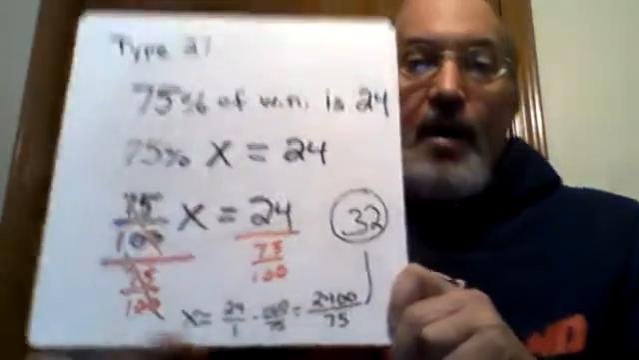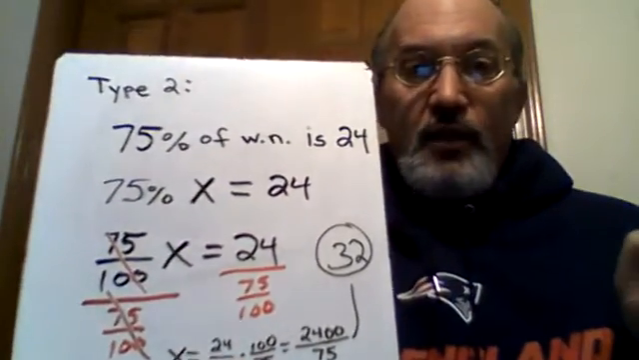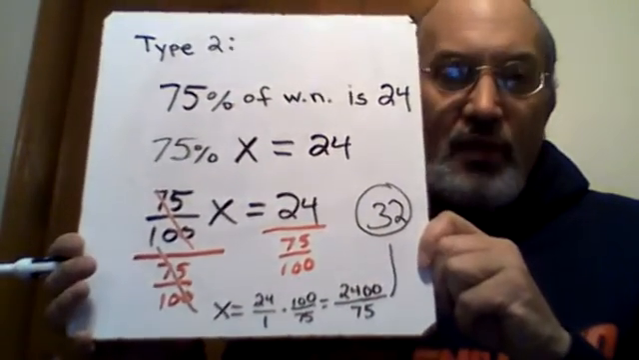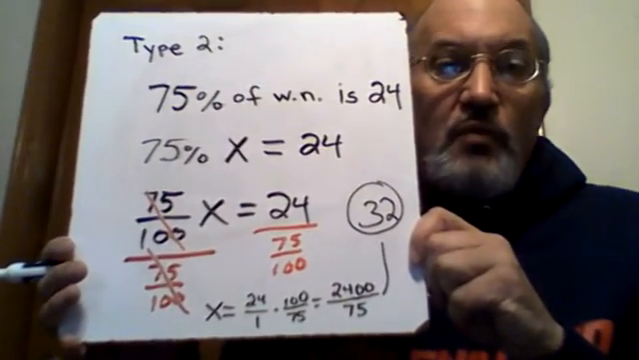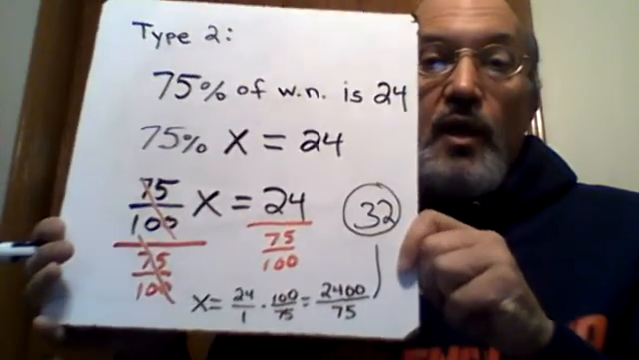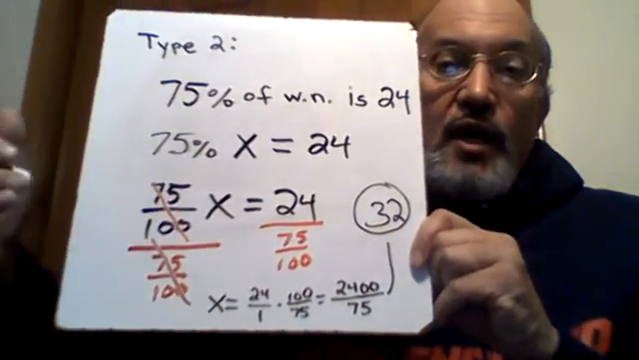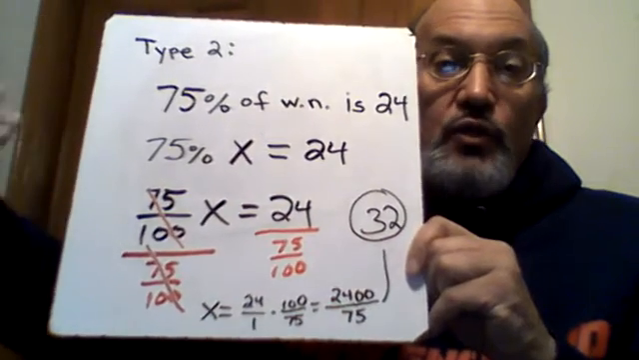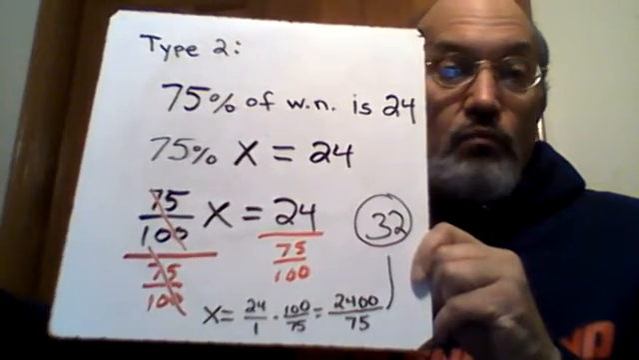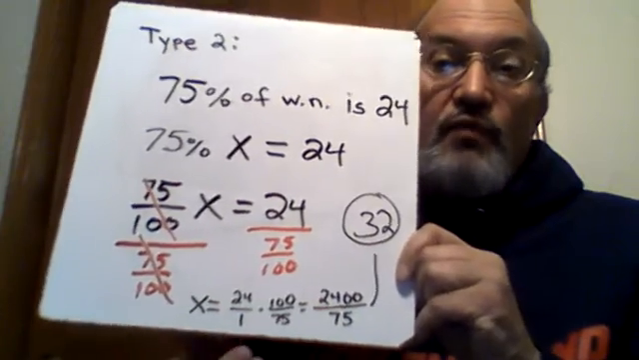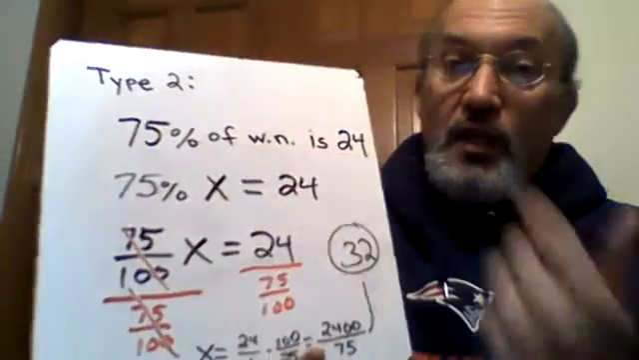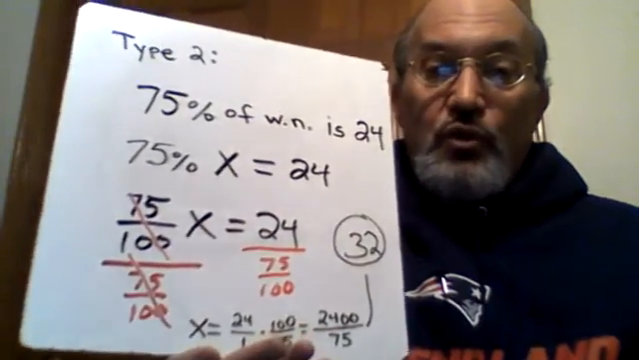Now, I'm trying to make this a comprehensive video where I'm showing you all different approaches. Why is that? Because everyone's different. Some people are going to be comfortable with one method as opposed to another. But I'm always going to try to emphasize understanding what's going on in this problem. In this type 2 problem, we're trying to find the number that you can multiply 75% by to get 24. And that number is 32.